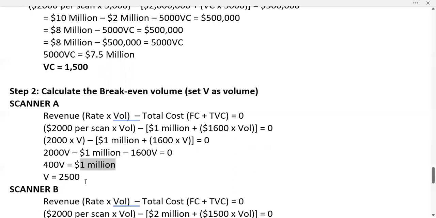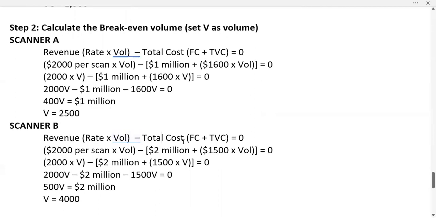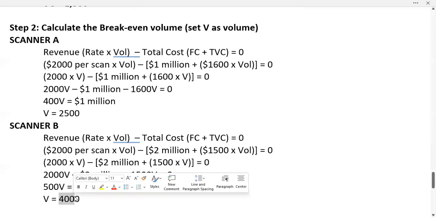For scanner B, we compute with exactly the same formula. Again, we are setting the profit to 0, and we don't know the volume. Therefore, 2,000 times V minus $2 million for the fixed cost plus 1,500 times V equals 0, or 2,000 V minus 1,500 V is 500 V, and we transpose the million to the other side. Therefore, the volume for scanner B equals 4,000, which means that we need more patients to break even for scanner B.